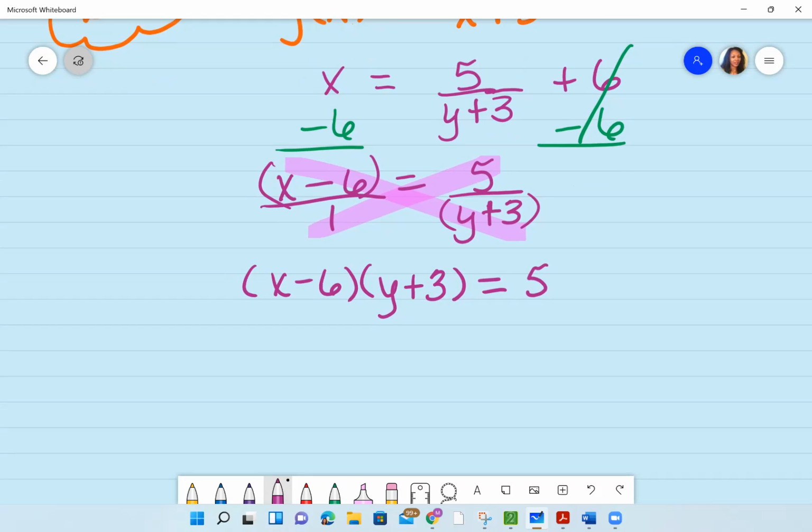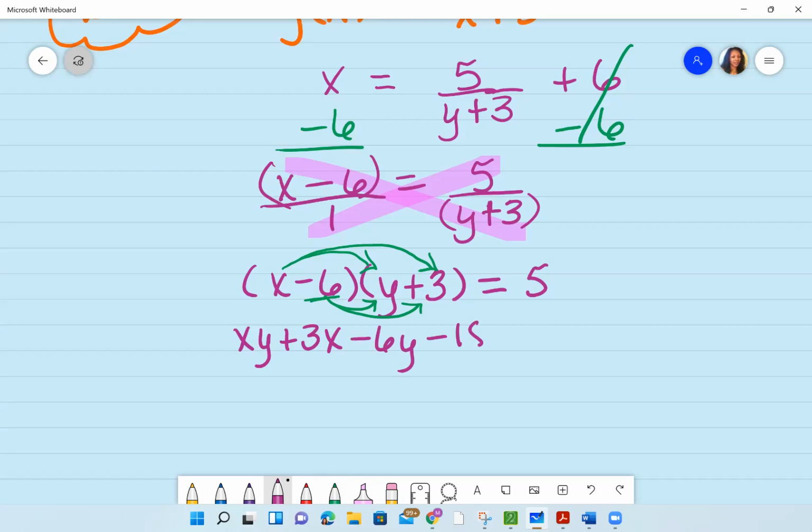Now, what I want to do is what I said a few minutes ago. You take your first term and you multiply to everything that's in that second set of parentheses, which will leave me with xy, and then x times 3 is positive 3x. You always write the number first and then the variable. Now go back and do the second term, including the sign. And you want to multiply it times everything that's in the second set of parentheses. So -6 times y is -6y. -6 times 3 is -18. Set this equal to 5.